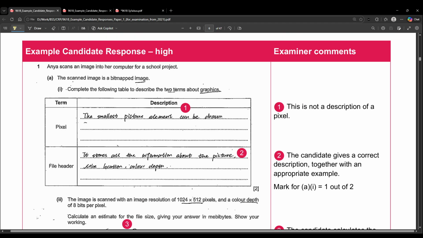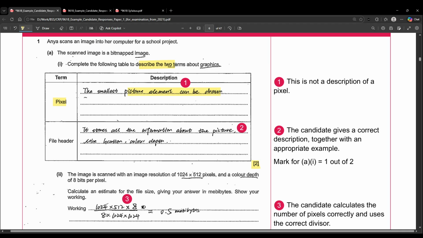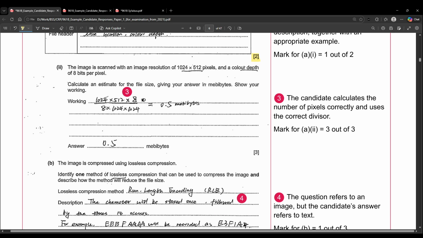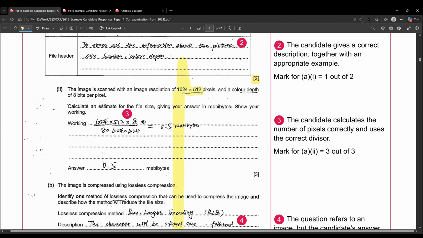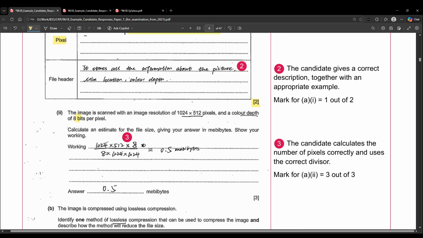Here we go. They're saying complete the following table to describe the two terms. This is a 2-mark question, so you just have to give a basic description. And what is a pixel? The answer says a pixel is the smallest picture that can be drawn. You guys know that is clearly not correct, and I'll just shift through this. You don't want to spend too much time. Then the calculation is correct: 1024 times 512, and the color depth is 8 bits per pixel. So this is what they've done correctly.